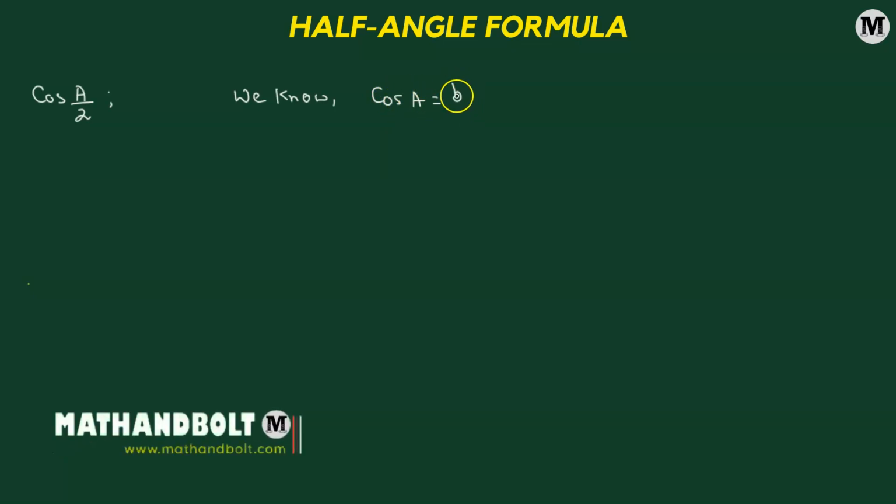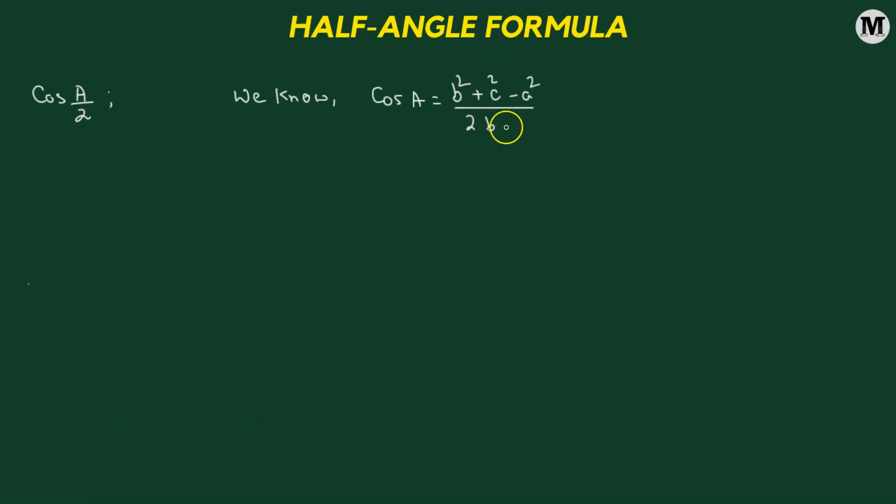Let's discuss the half-angle formula for cosine of A over 2. Okay, let's begin. Now, we know that from the law of cosines, we can express cosine of angle A as B squared plus C squared minus A squared divided by 2 times BC.